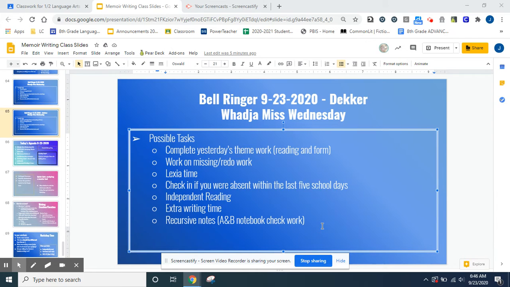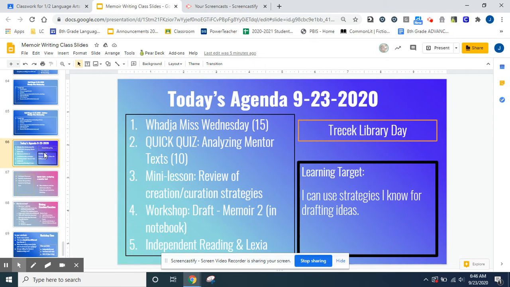And so our big task for today is going to be drafting a second memoir. And I'm going to walk you through that. It doesn't have to be perfect, so I don't want it to be daunting, but you're going to have a good chunk of class today to just get your idea down in your notebook. And we'll talk about editing. You will need it for Thursday and Friday, so make sure that you are using your class time wisely. Again, it doesn't have to be completely done.